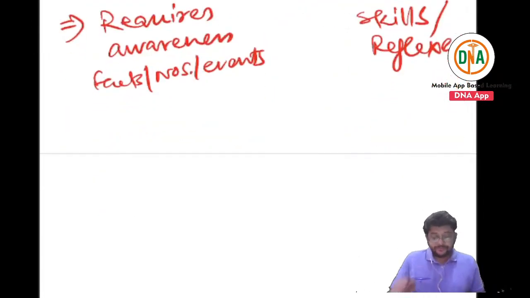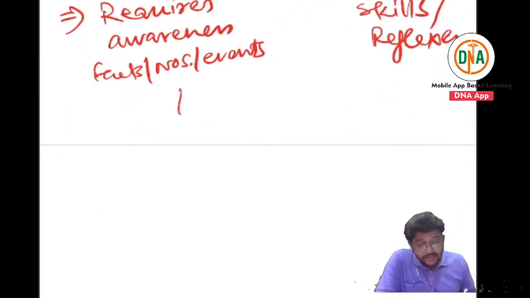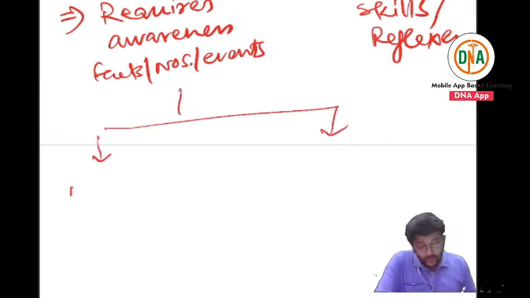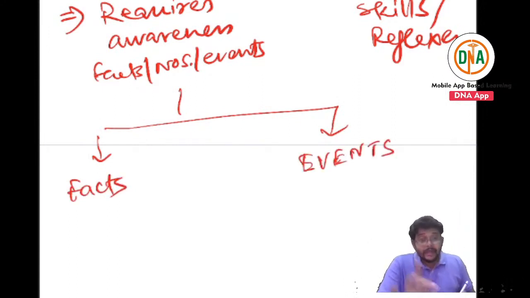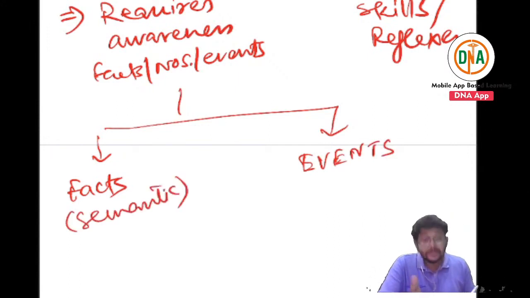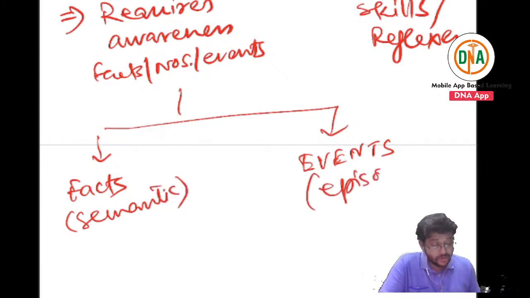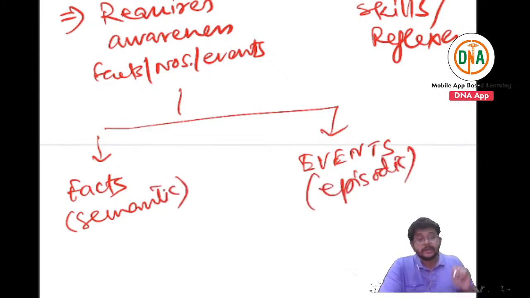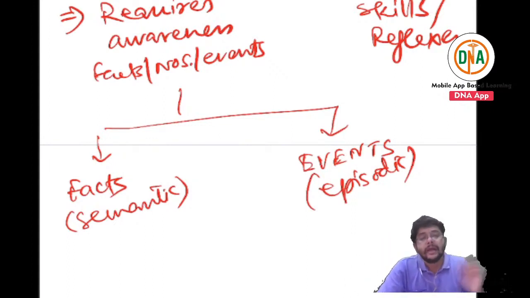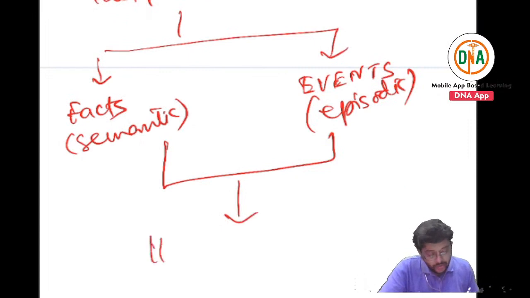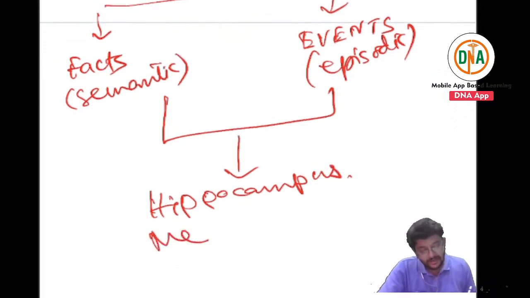Okay, now we are coming to the further classification. Explicit can be classified into two ways. One is for the facts and the other is for the events. Facts known as semantic memory, events known as episodic memory. So if you can remember about marriage, that is episodic memory. If you do multiple marriage and remember the total number of marriages, which is illegal, then that is semantic memory. Okay, and the location of semantic and episodic is mostly the same. Both are basically stored in hippocampus and medial temporal lobe.